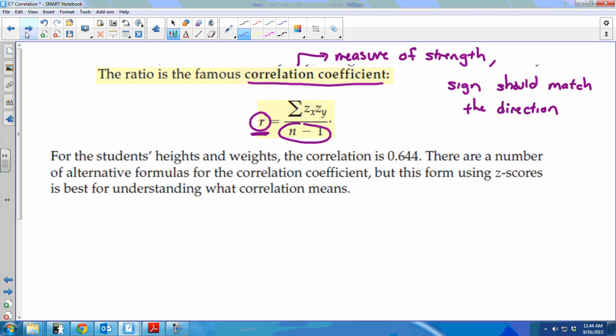Okay. So far, what you need to know is how we got to the correlation, and that correlation is R. Any questions about that? All right.